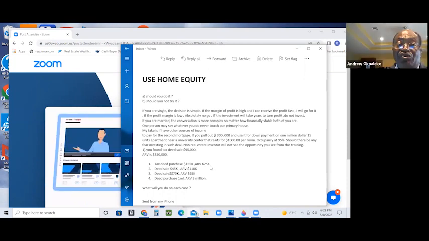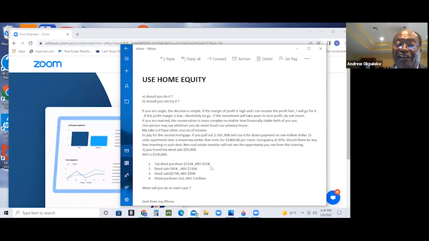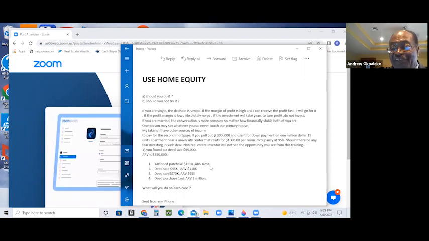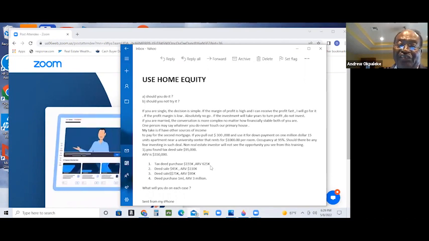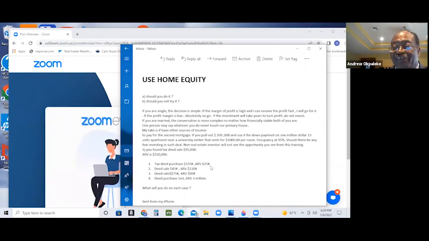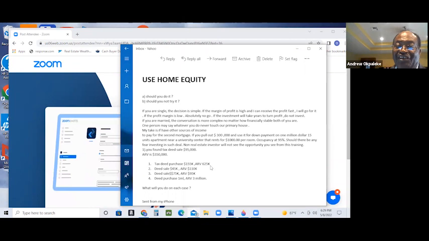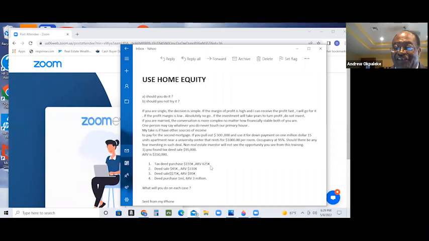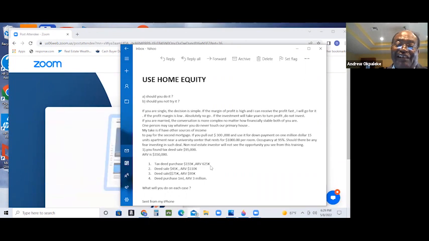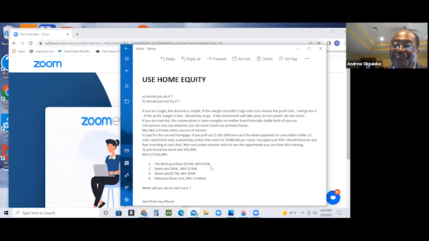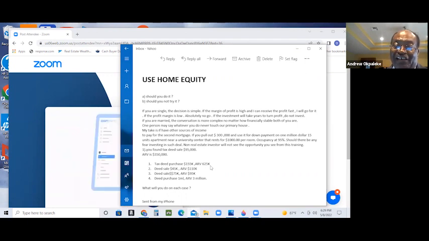So the question is, home equity: should you use home equity to buy investment properties, or should you not try that? So there are two questions: should you or should you not? My take on this question is you can have two people having these different ideas. What I said is, if you are single, making the decision is very easy. If you're not single, it is not easy.